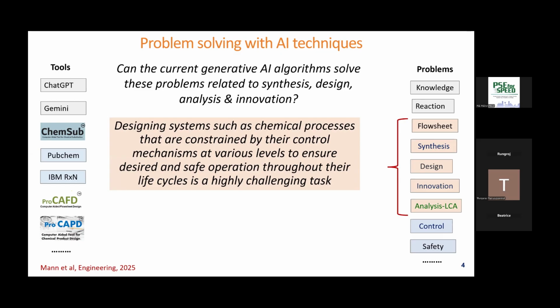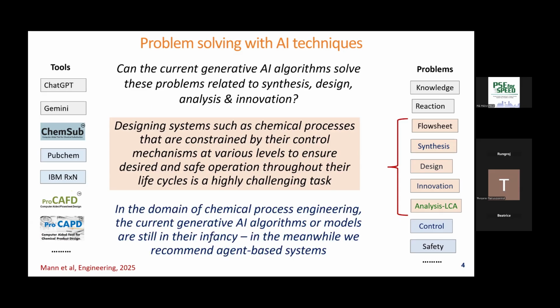And designing these kinds of systems, such as chemical processes that are constrained by their control mechanism at various levels to ensure desired and safe operation throughout their life cycles, is a highly challenging task, because we have to satisfy certain principles that we cannot ignore. And those require more difficult kinds of algorithms to solve.